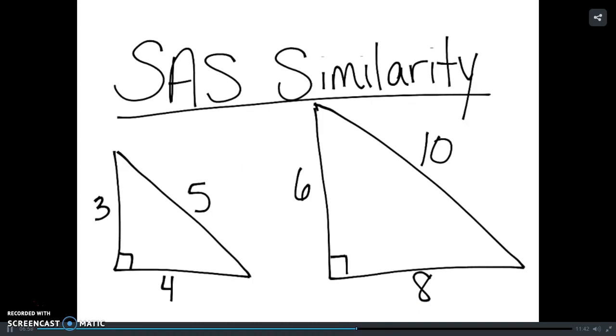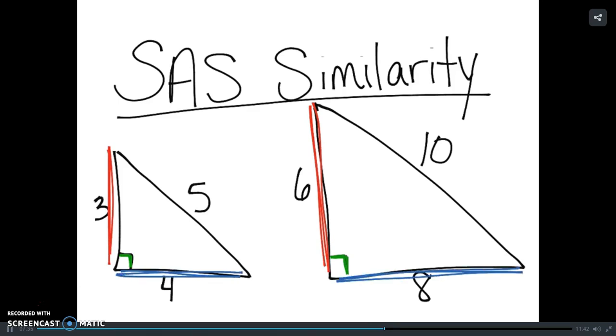Our next one also sounds really familiar. It is side-angle-side similarity. It sounds familiar because we had to have two congruent sides with a congruent included angle to prove that the triangles were congruent. This time, we're going to have two proportional sides with an included angle. So our angle here is the right angle. That's the only one we know. And so the two sides we're dealing with are this side here that is 3, and this side here that is 6, and this side here that is 4, and this side here that is 8.